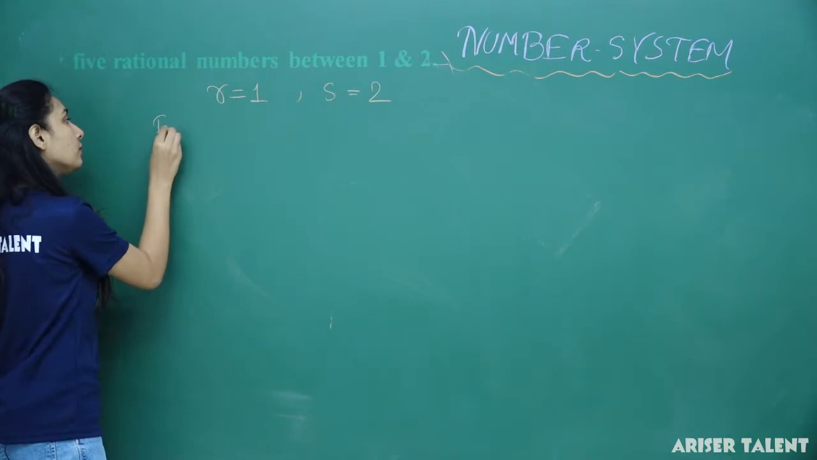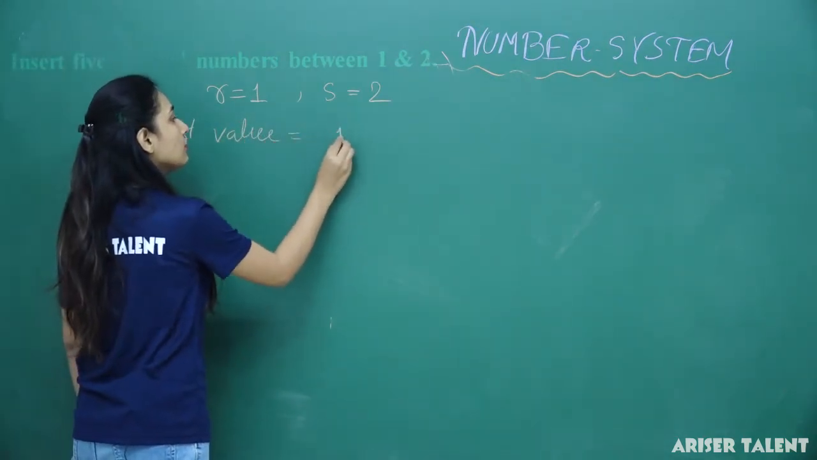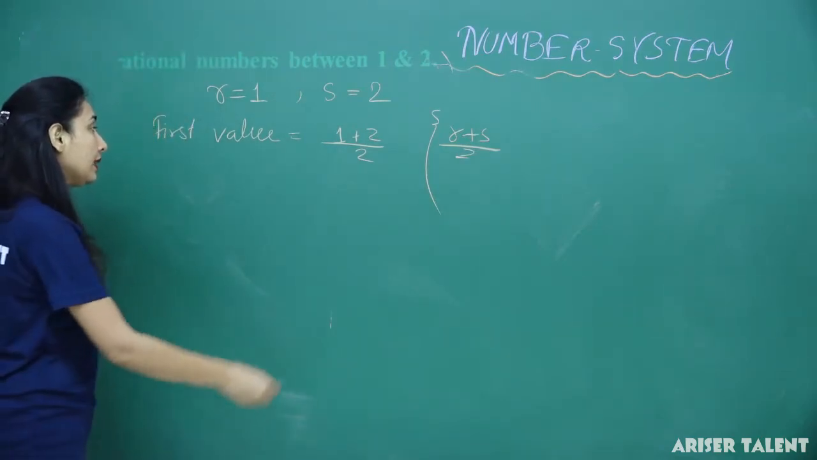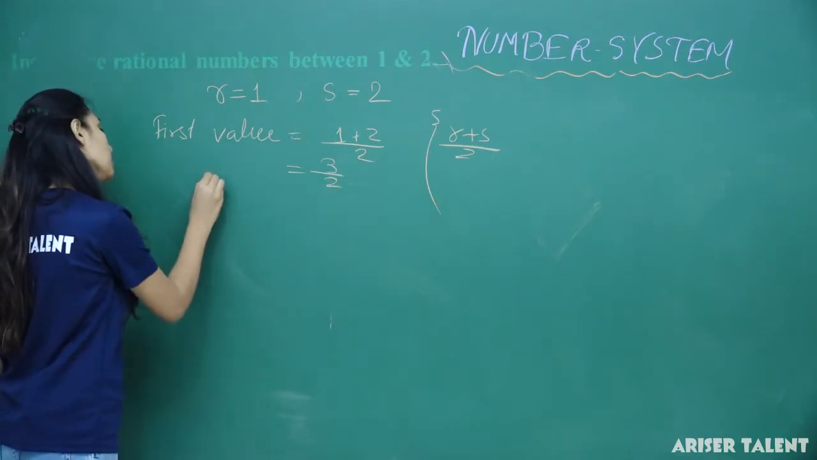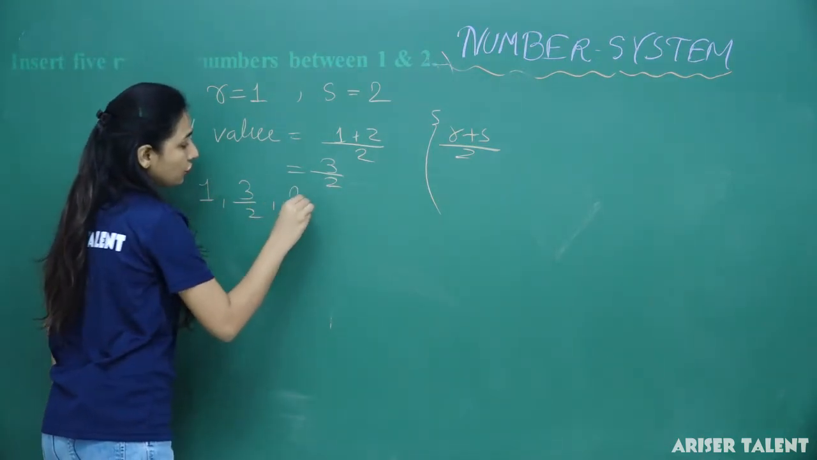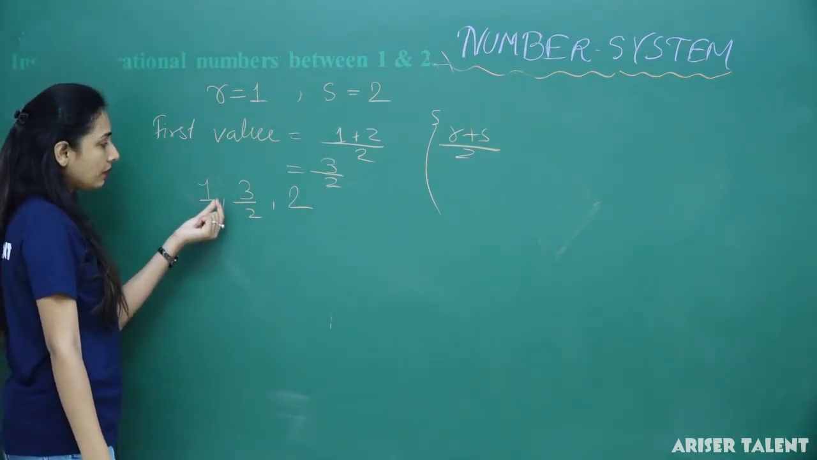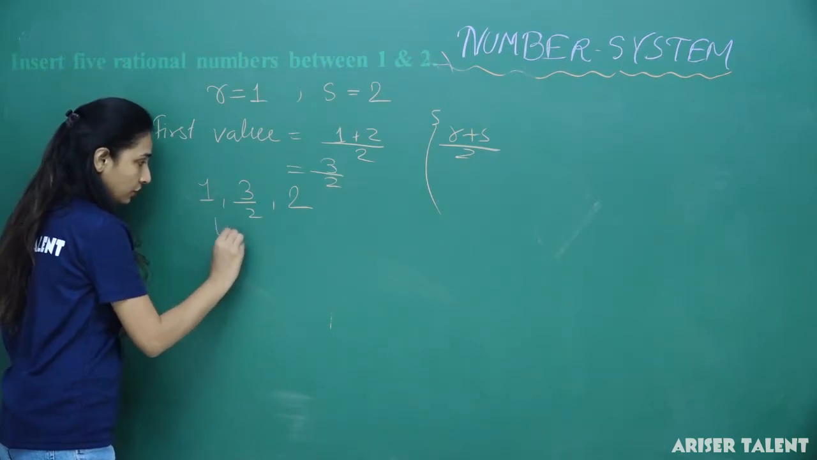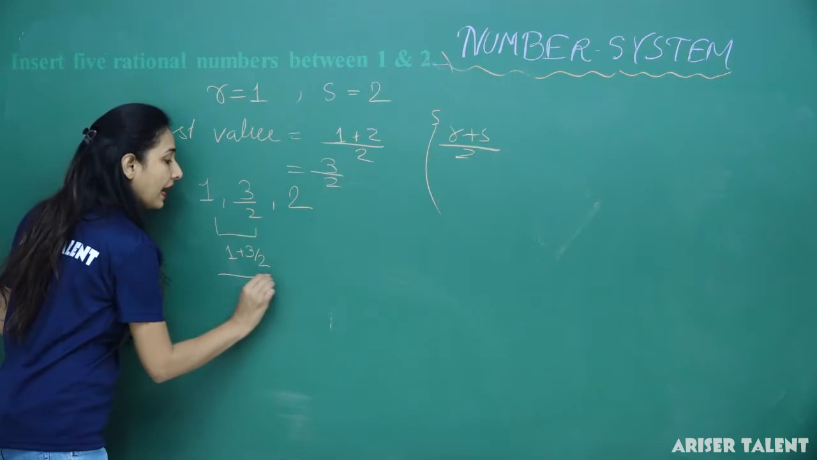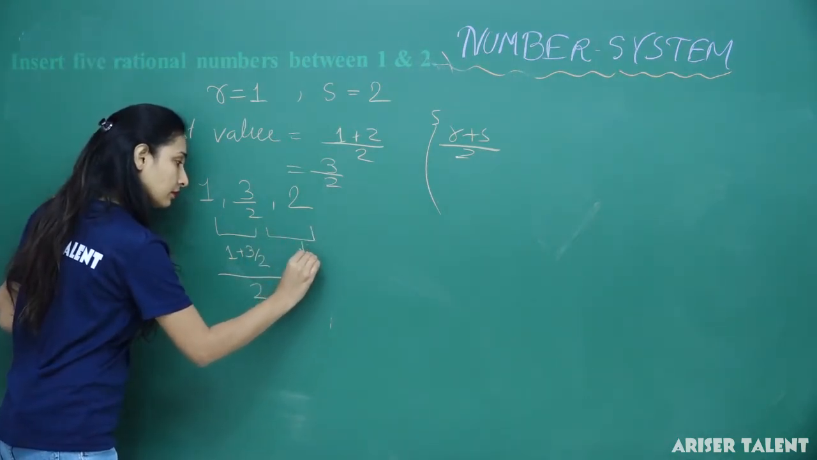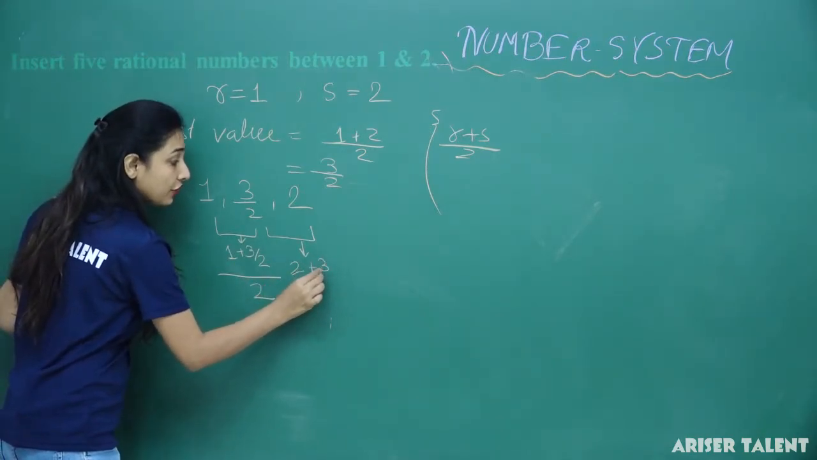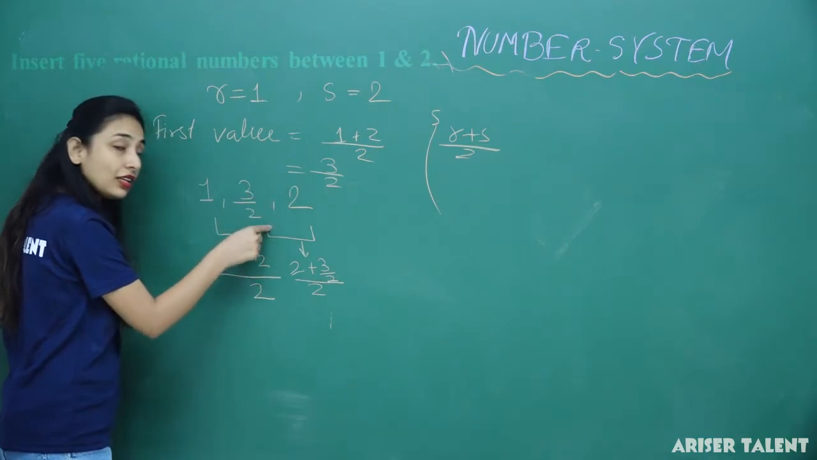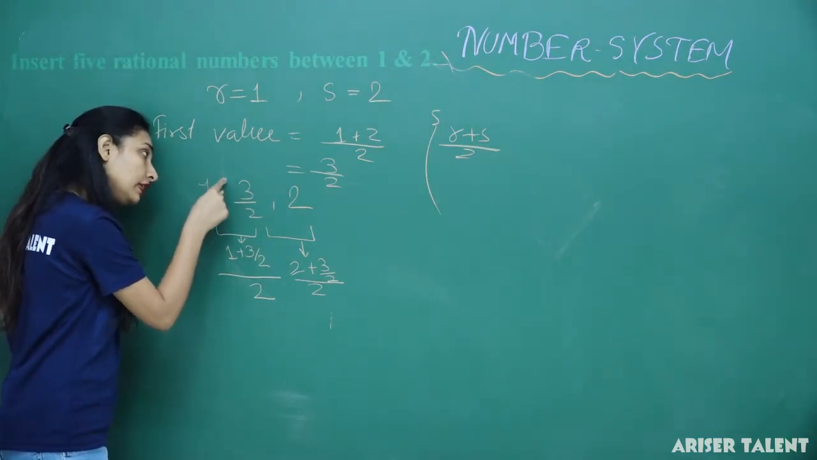So the first value is simply 1 plus 2 by 2, by the formula r plus s by 2. This is simply 3 by 2. Now I have 1, 3 by 2 and 2. I have to insert a number between 1 and 3 by 2, and between 3 by 2 and 2. That will be 1 plus 3 by 2, all by 2, and 2 plus 3 by 2, all by 2. Why? Because the average of these will give a number between these two, and the average of the other pair will give a number between those two.